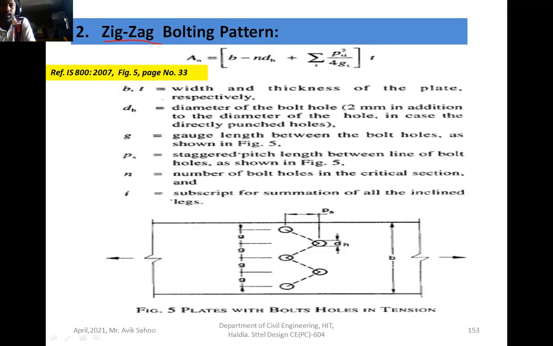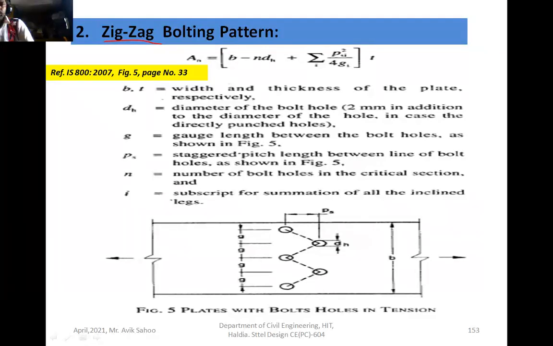As the net area is increased, that's why we are getting more area, and more area means we are getting more strength. So that's why the zigzag bolting pattern is more efficient than chain bolting.